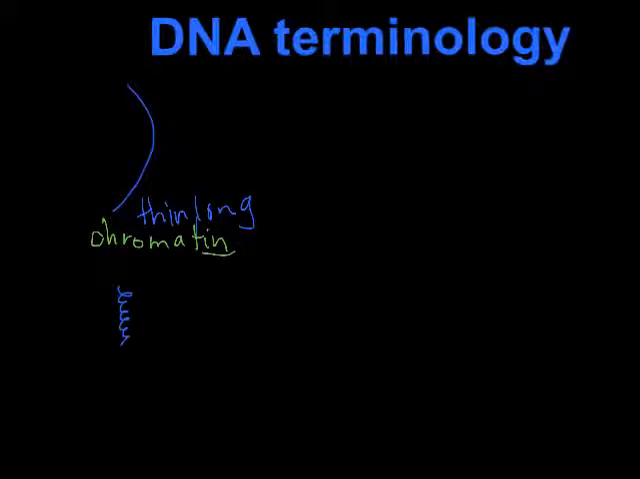Chromatin is thin. Our DNA will also come coiled up. If it's coiled up, it's going to have a different name. The "some" is kind of coiled. So how you'll remember that one is it is chromosome. So chromatin is thin, chromosome is coiled.